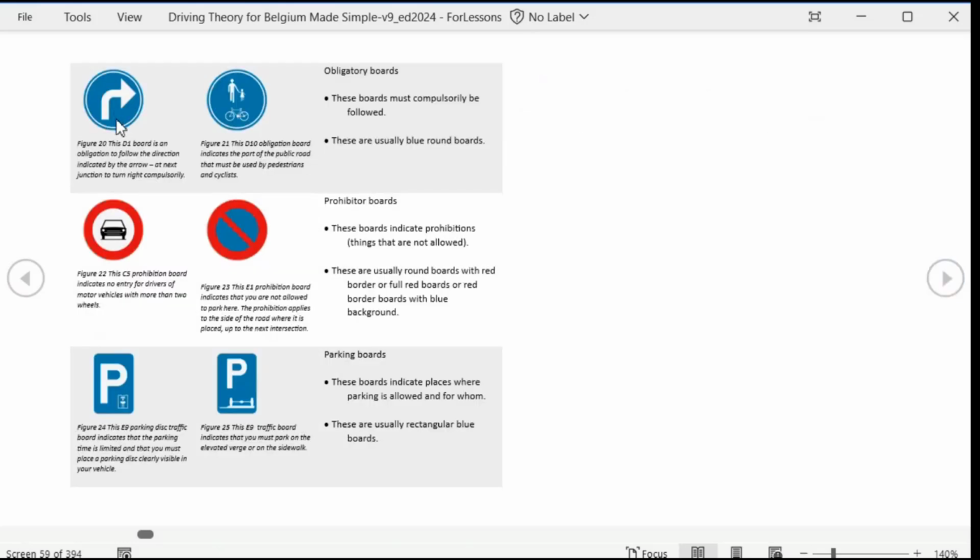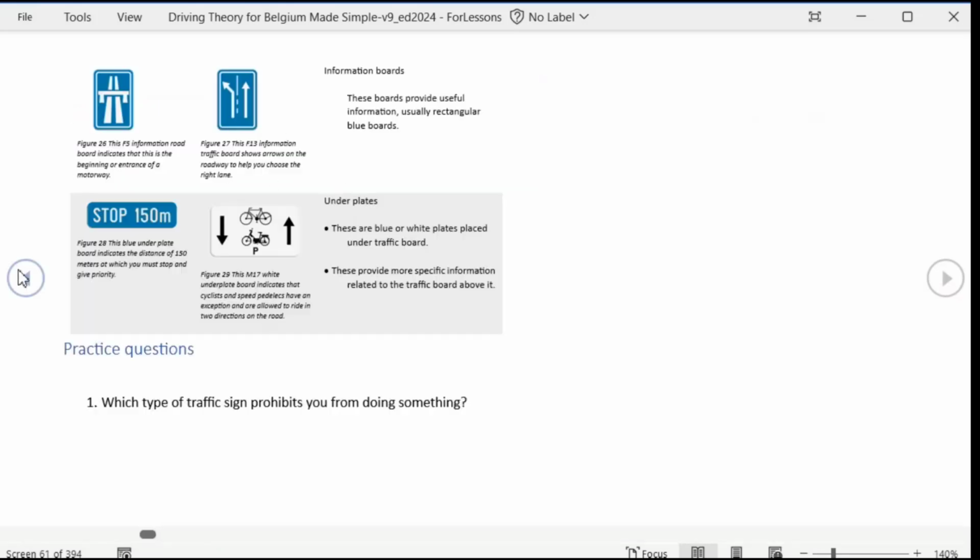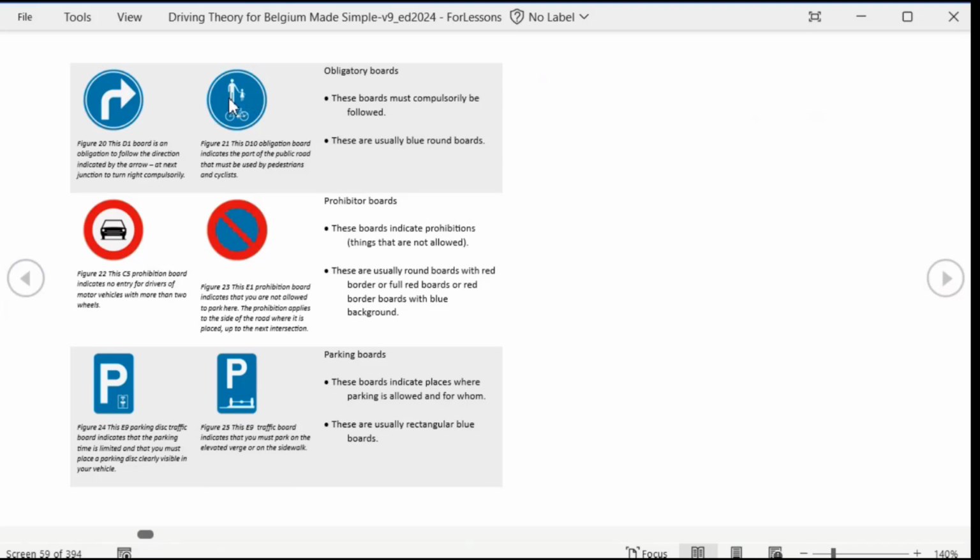And here are some obligatory boards, mandatory boards. The board indicates that you must turn right at the next junction. And here, this is an obligatory board that indicates the part of the road that can be used by the pedestrians and the cyclists. So the cyclists and the pedestrians must use that part of the road where it is indicated by this board.